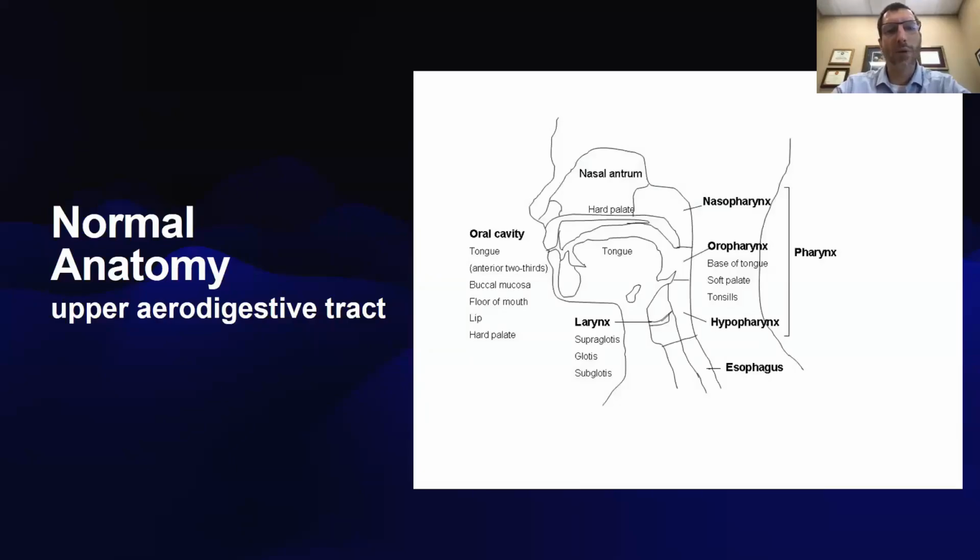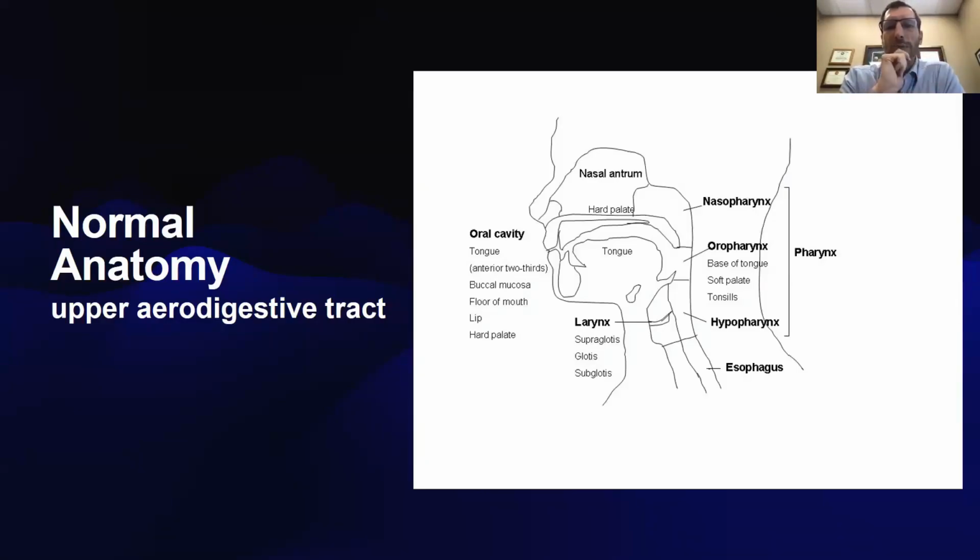So the normal anatomy of the upper aerodigestive tract. Obviously it starts at the lips and ends at the esophagus when we talk about the GI side of things, and it starts at the lips and ends at the trachea when we're talking about the respiratory side of things. And obviously in this audience, we're going to be worried more about the respiratory side of things. So from the nose, the oral cavity, down into the larynx and into the trachea.